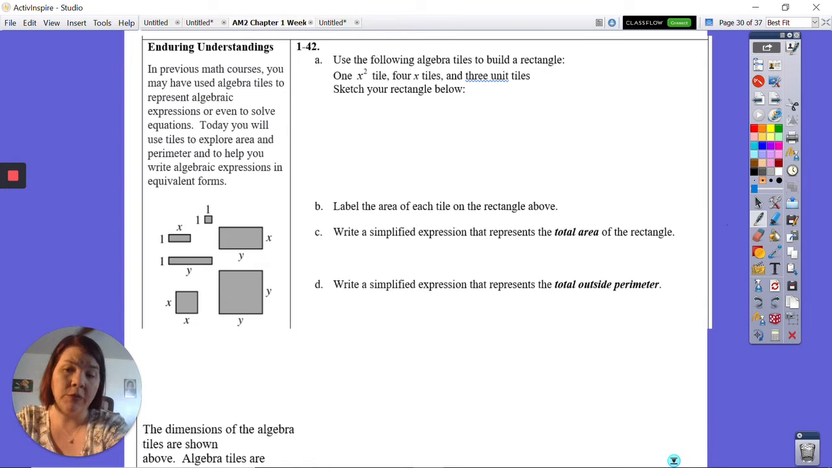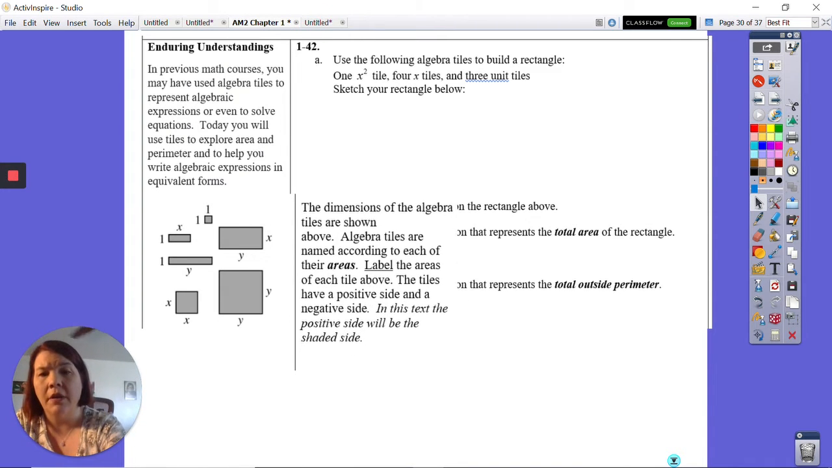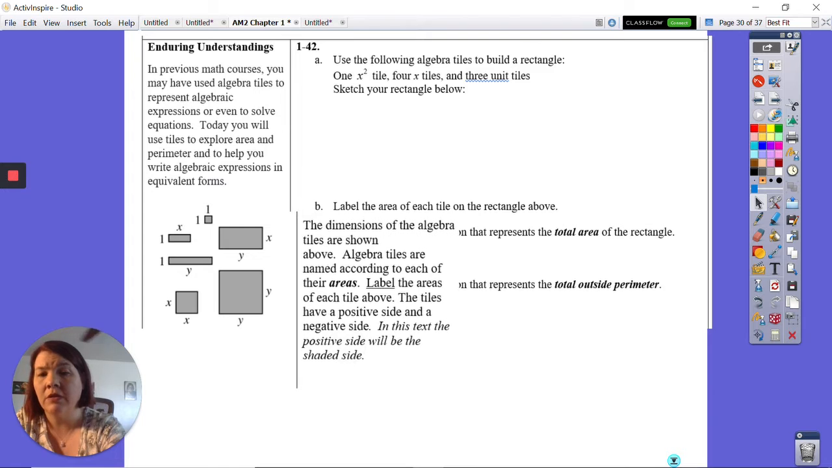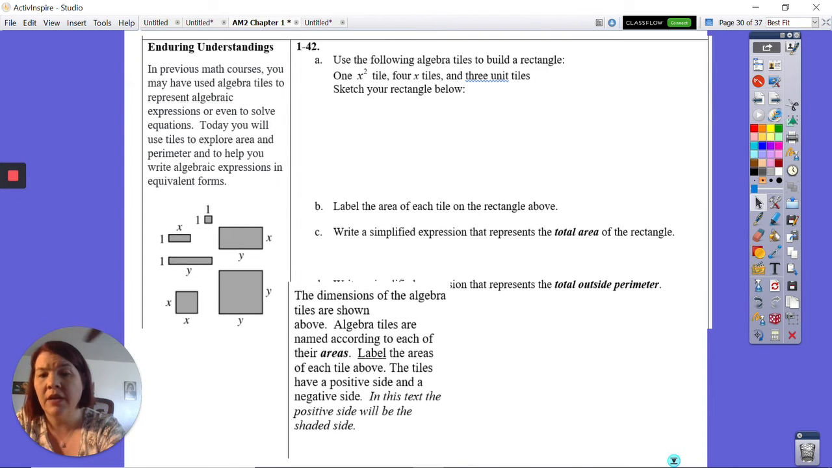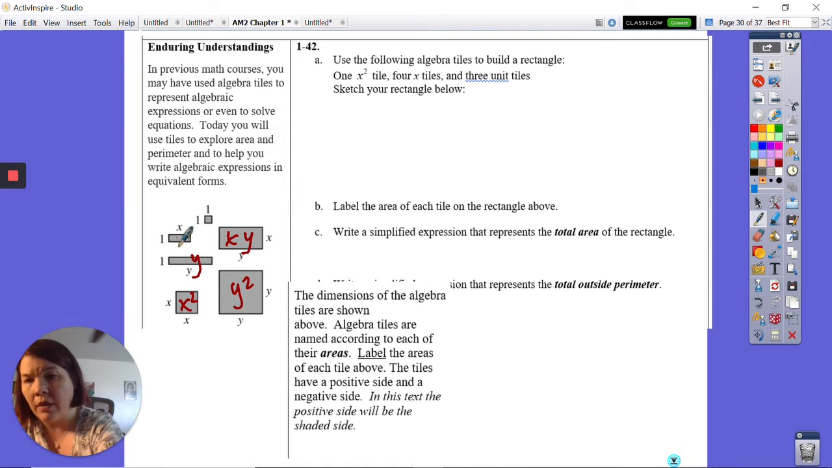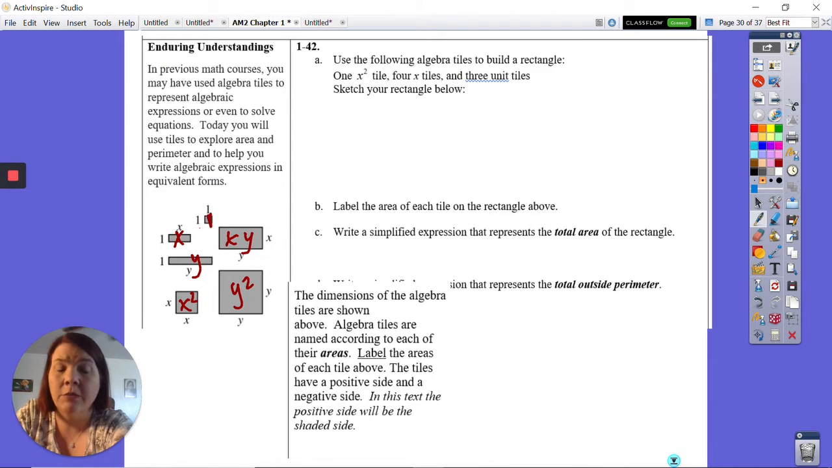If you are unfamiliar with what algebra tiles are, please watch the algebra tiles video. The dimensions of the algebra tiles are shown above. Algebra tiles are named according to their areas. Label each of the tiles above. These tiles have a positive side and a negative side in the textbook, and anytime you see a picture drawing, the shaded side is positive and unshaded is negative. So this is y squared, this is xy, this is x squared, this is y, this is x, and this is 1.